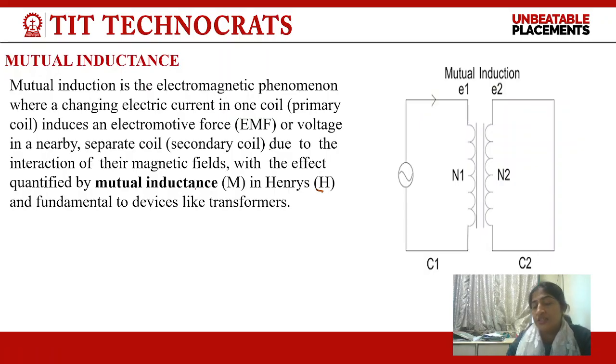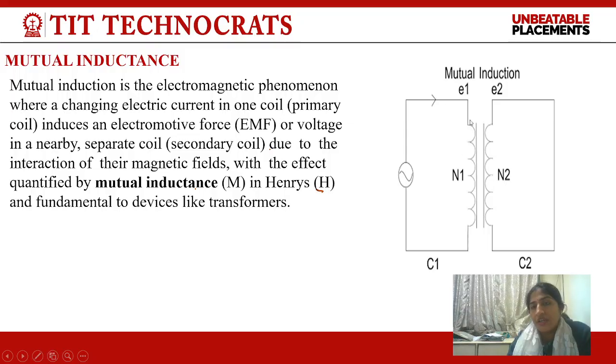Now mutual inductance. Take two coils which are placed very closely, and to one coil we are going to give a supply of alternating nature. The alternating quantities are the quantities which change their value at a fixed interval of time. So when this alternating voltage is connected, an alternating current starts flowing in this conductor.